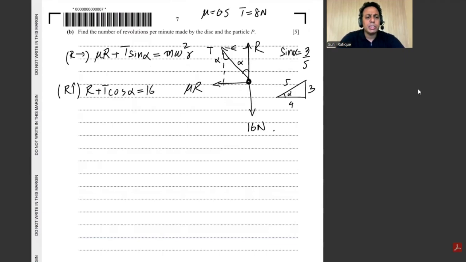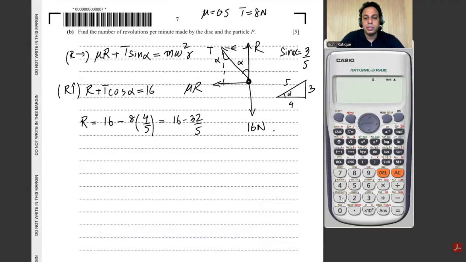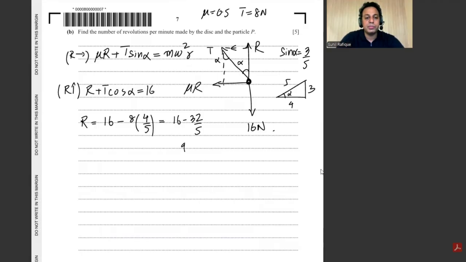So from this second equation, I can see that the normal reaction will be 16 minus T, which is 8, and cos alpha is 4 over 5. So let's just get it. 16 minus 32 over 5, which is, let's just use 9.6 instead, right? Normal reaction. Okay, I'm going to sub it now in the first one.